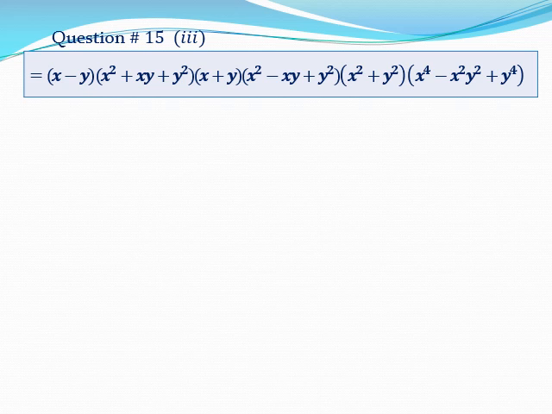Question number 15, part 3. We solve it again.